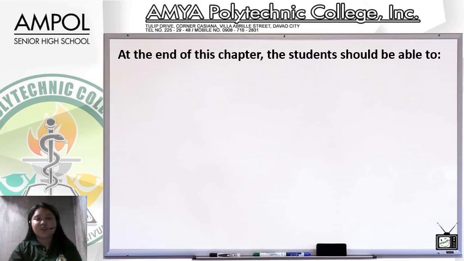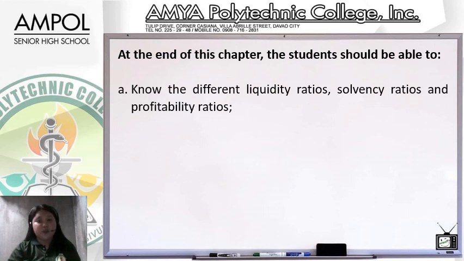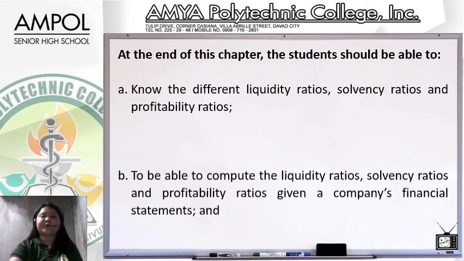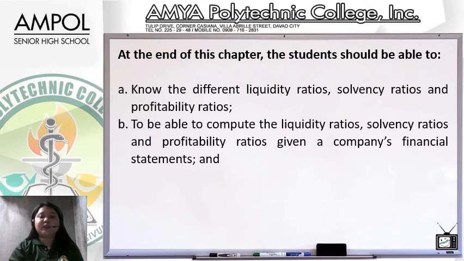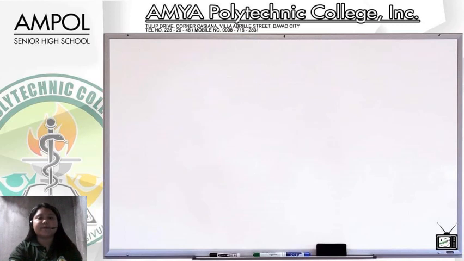At the end of this chapter, the students should be able to know the different liquidity ratios, solvency ratios, and profitability ratios. But today we are just going to discuss liquidity ratios. Second is to be able to compute the liquidity ratios, solvency ratios, and profitability ratios given a company's financial statements, and to be able to interpret them.